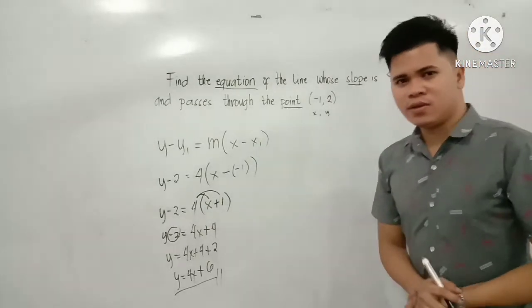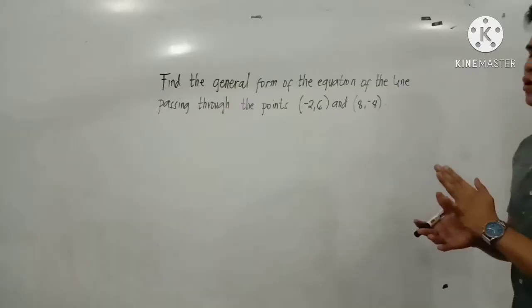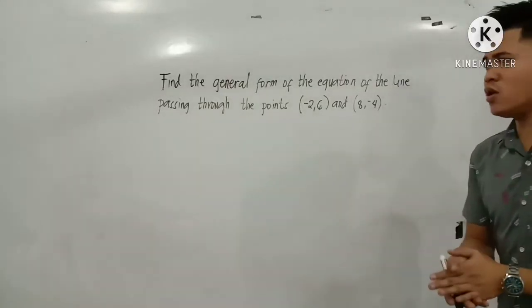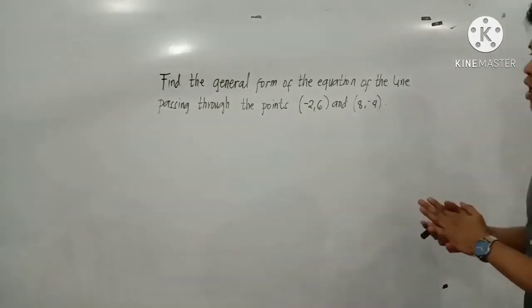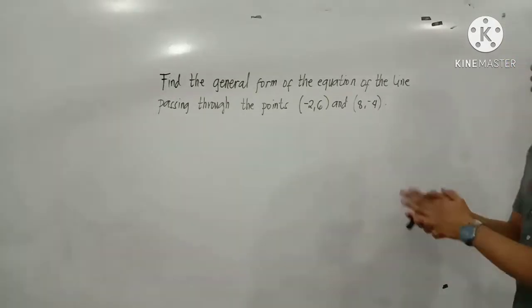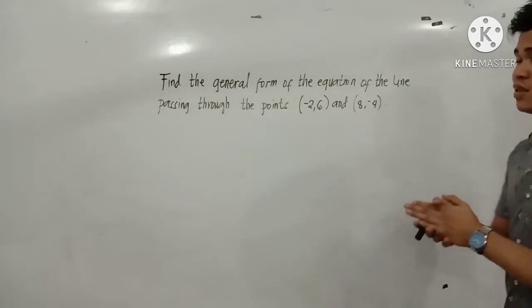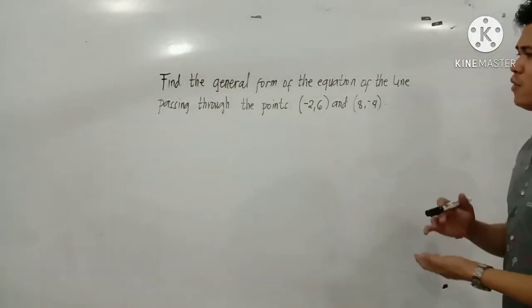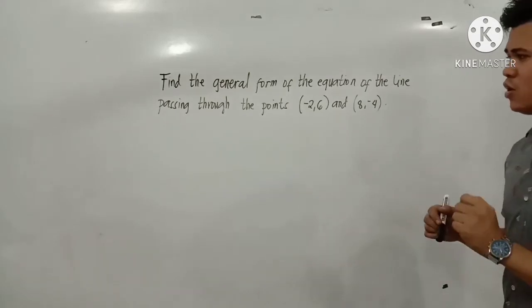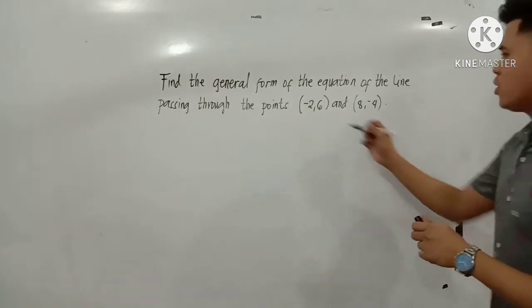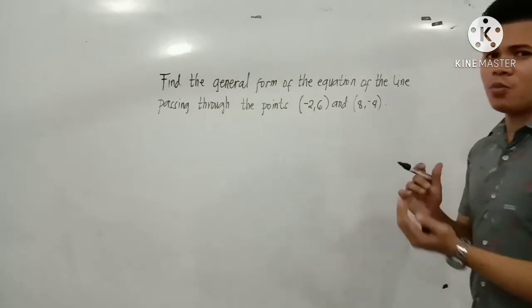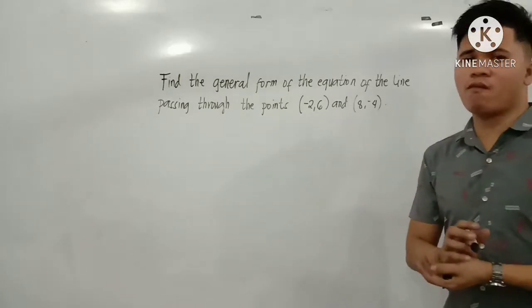Now let's move on. Let's say, find the general form of the equation of the line passing through the points. The first ordered pair is negative 2 and 6. Then the second ordered pair is 8 and negative 4. So this time, if you notice, we have here 2 points. Here the first point and the second point. So this means we can apply the 2-point form.